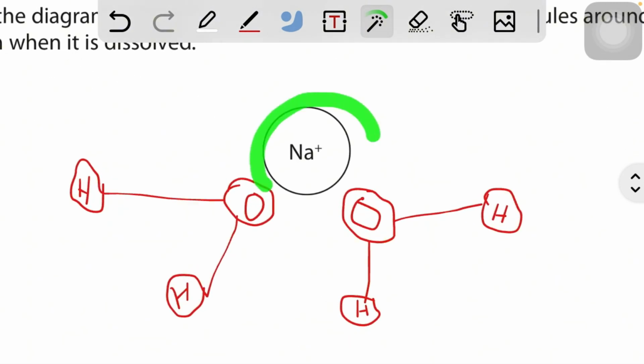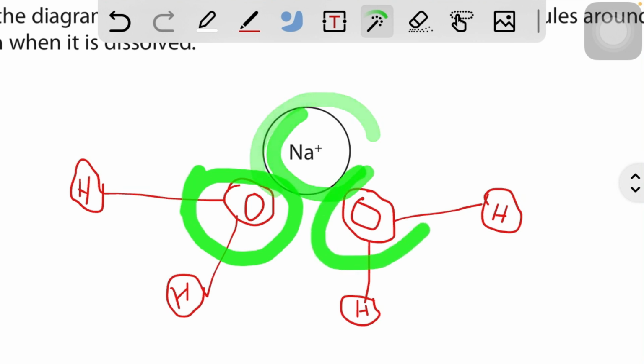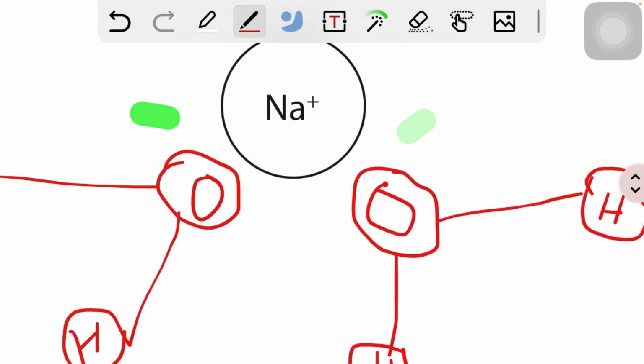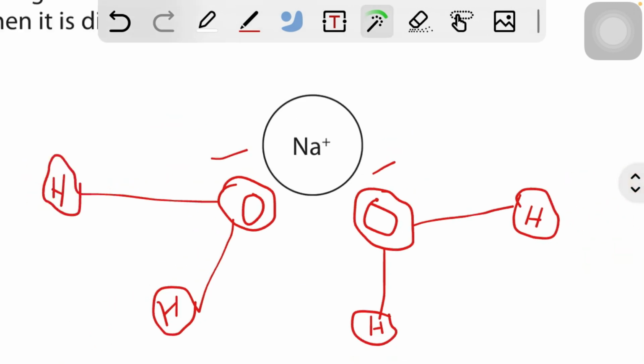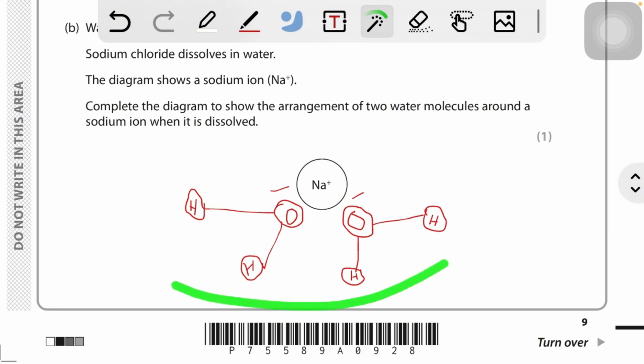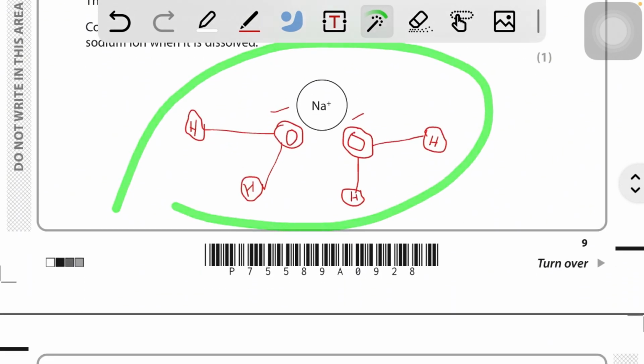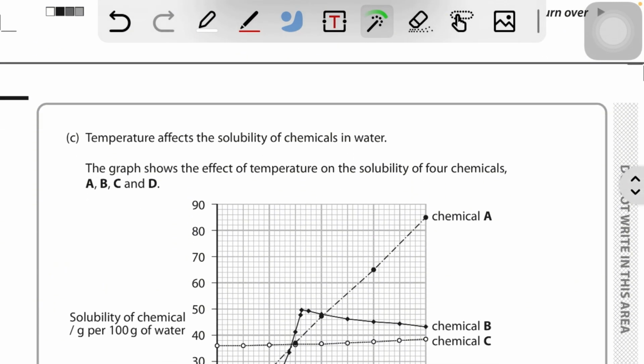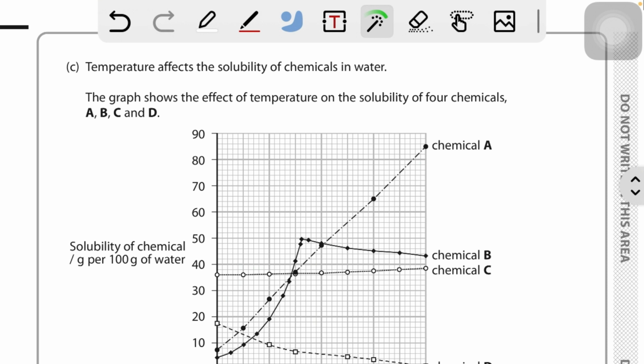So this is the sodium, and here it's oxygen. It's slightly negative, and this is slightly positive. Give the charge, this is slightly negative and this is slightly positive, so it attracts it. Okay, this is what it looks like if we mix sodium and chloride into the water, like salt water. Okay, so let's see question 3.